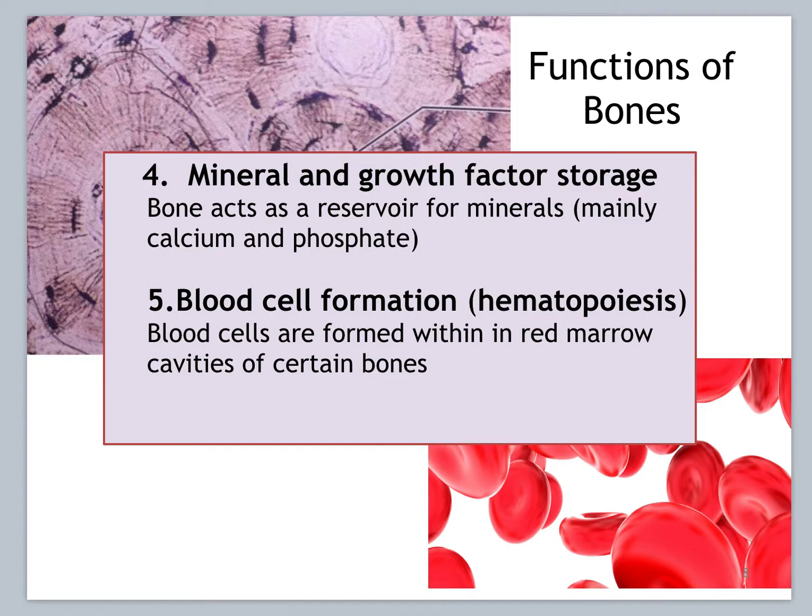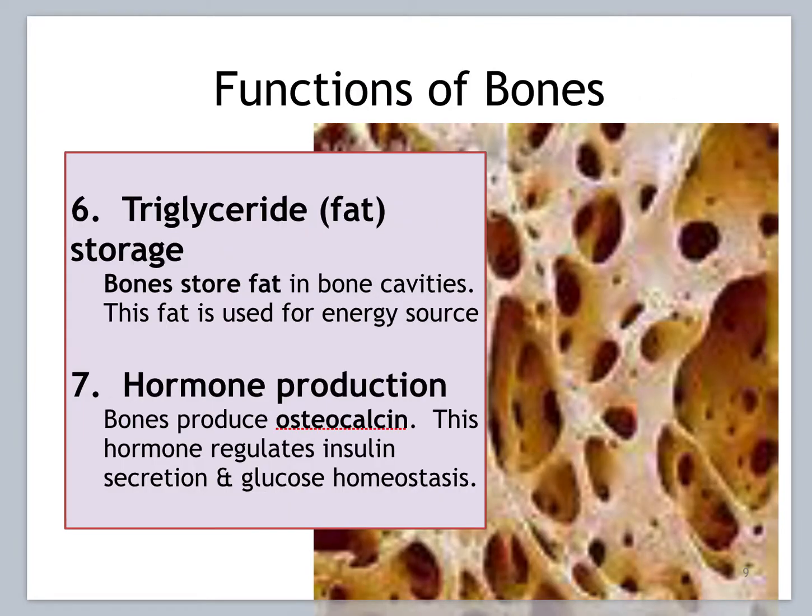Bones serve as a storage place for minerals and growth hormones. And also the bone is a site of blood cell formation. Blood cells are formed within the marrow of bones. Bones are a place where fat is stored. And also certain hormones are produced by the bones. One in particular, osteocalcin, is a hormone that regulates insulin secretion and glucose homeostasis. That's produced in the bones.